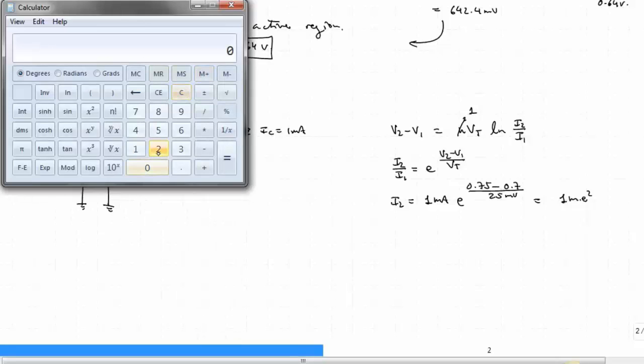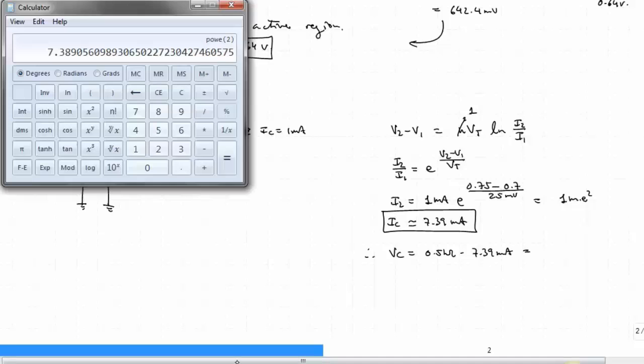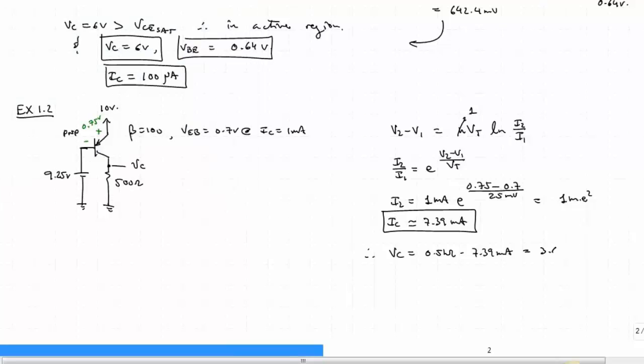So that will be 7.39. So therefore IC is equal to 7.39 milliamps. And therefore we can write that VC is equal to 0.5 kiloohms times 7.39, which is equal to 3.69 volts.